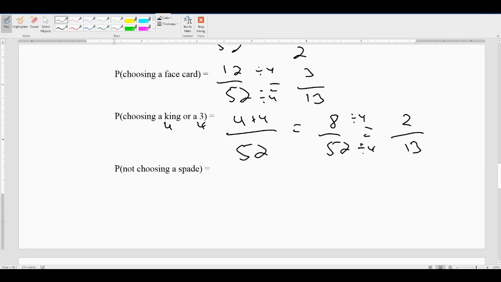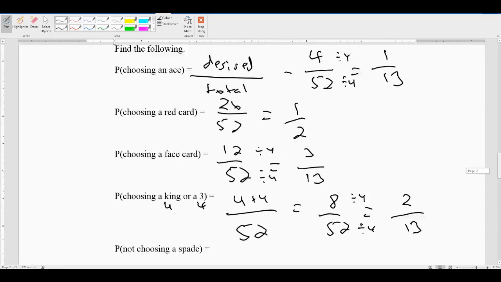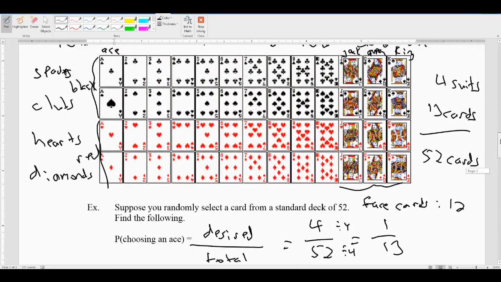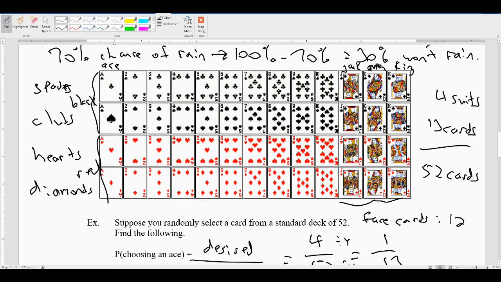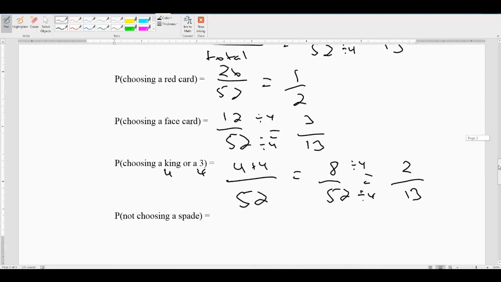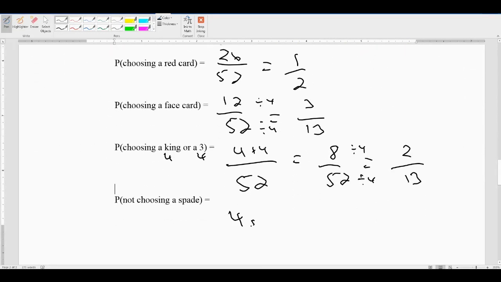How about not choosing a spade? Several ways of doing this. You can actually count and see there's 4 suits and one of them is a spade. So how many of them are not spades? 3. So if you want to do it by suits, you can do that. So 4 suits. And how many of them are not a spade? 3. So 3 out of 4.